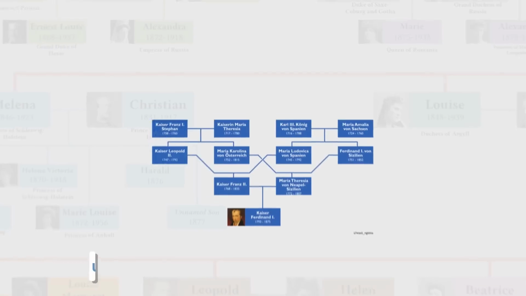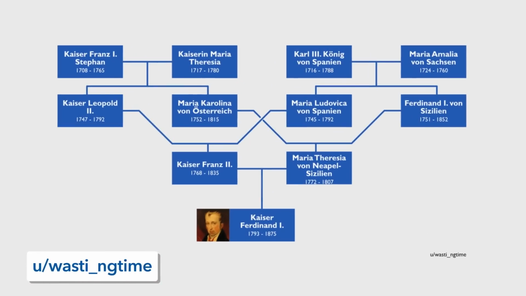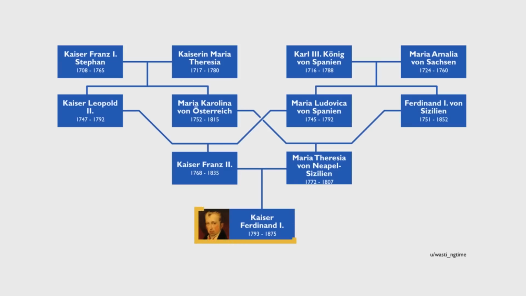Next up is yet another chart focused on inbreeding within the royal family. This one focuses on Ferdinand I, who was the first emperor of Austria, but also the last Holy Roman Emperor, as Ferdinand V. The average person has 2 parents, 4 grandparents, and 8 great-grandparents. But Ferdinand only had 4 great-grandparents, because his 2 grandfathers were actually the brothers of his 2 grandmothers.